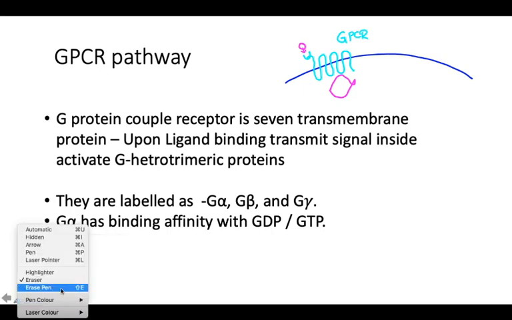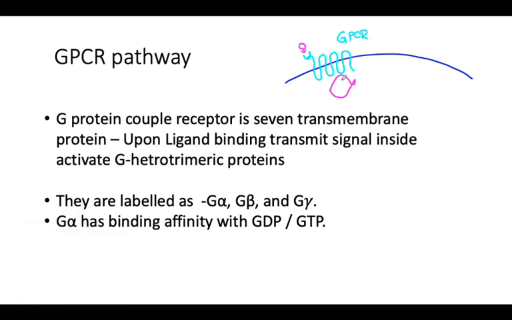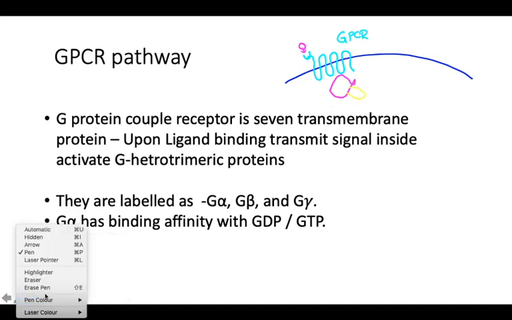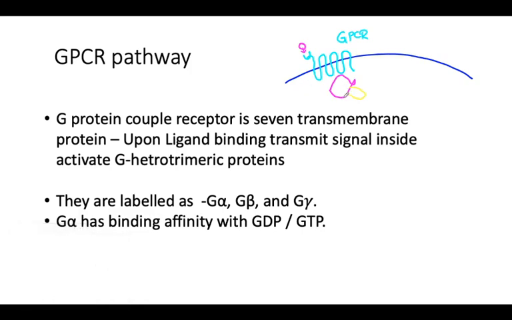So these are the G trimeric proteins I am labeling right now, and let's use blue color, and this is alpha, G protein alpha, G protein beta, and G protein gamma. Okay, so once there is a ligand bound with the GPCR receptor, it leads to the activation of this trimeric complex, which is labeled as G alpha, beta, and gamma.